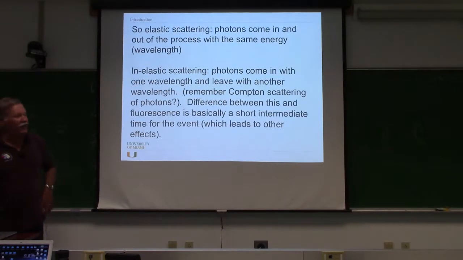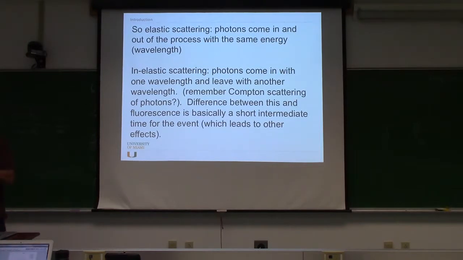So in elastic scattering, it's basically easy. Photons come in and they go out with the same energy. And if you know they have the same energy, from what we've learned about photons, and I'll use the term photons a lot here, then they go out with the same wavelength. So they come in with some wavelength and go out with that wavelength. For inelastic scattering, photons come in with one wavelength and leave with another wavelength.